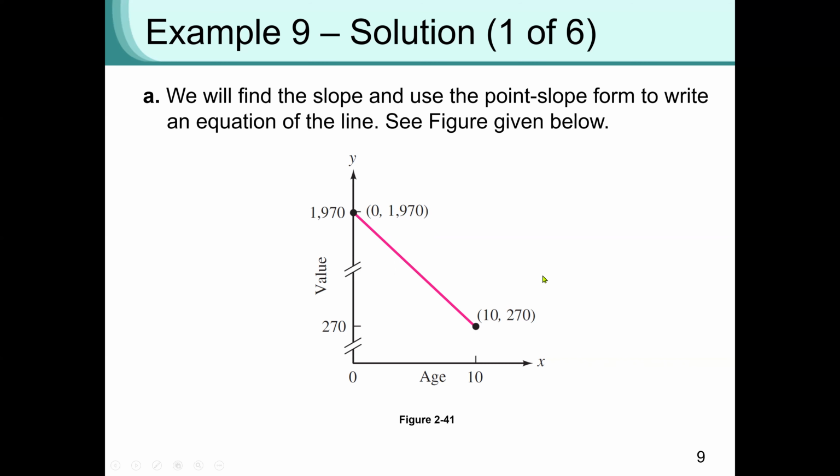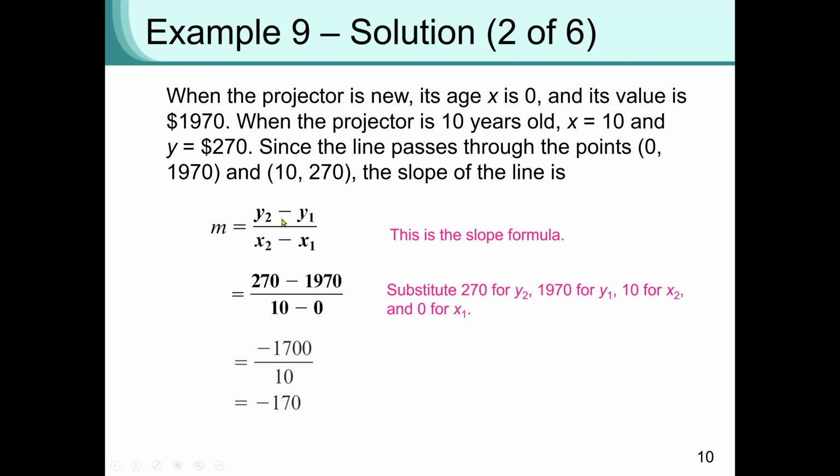So with these 2 points now, we can find the slope. The slope is Y2 minus Y1 divided by X2 minus X1. Y2 is $270, the price we are going to sell after 10 years. Y1 will be our new price, 1970. X2 will be 10, which gives us 270. And when we bought it brand new, the years is 0. So we have 270 minus 1970 and 10 minus 0. So our answer will be negative. As we said earlier, the slope surely will be negative because as the number of years increases, the price of the projector will go down. So that's why the slope is a decreasing value, a negative value.